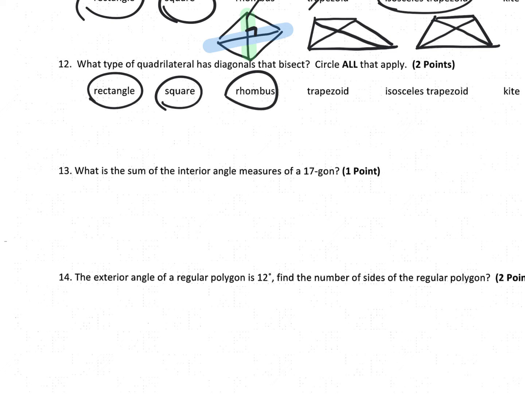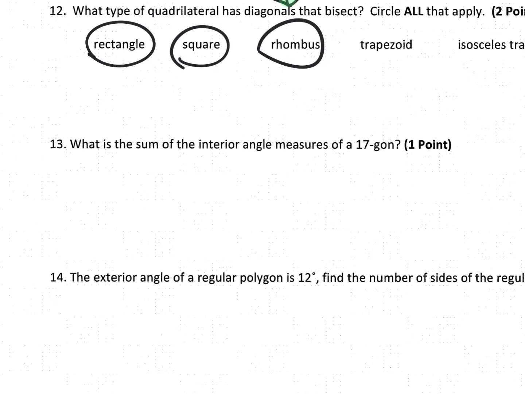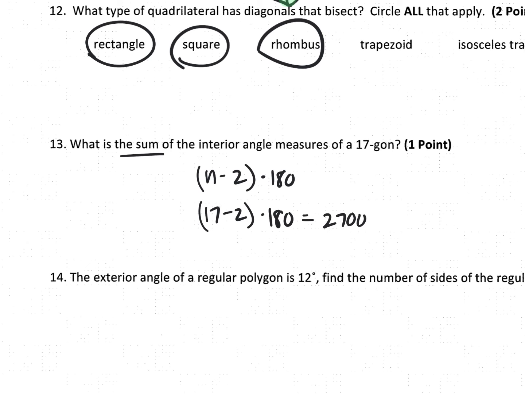All right, let's go ahead and look at number 13 here. What is the sum of the interior angle measures of a 17-gon? So first thing we need to do is find the sum. Our formula for the sum of the interior angles is n minus 2 times 180 degrees. So all we're going to do is plug in 17: 17 minus 2 times 180. If I plug that in a calculator, we should end up with 2,700 degrees.